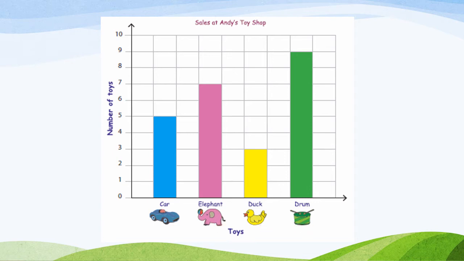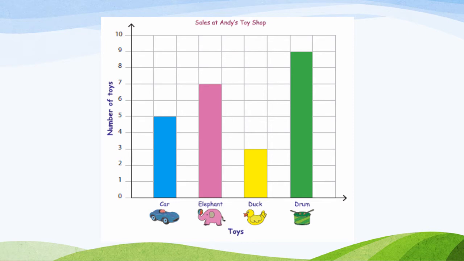Okay, so how many cars did this shop sell? Yes, it sold 5 cars. How many elephants did it sell? It sold 7 elephants. How many ducks did it sell? It sold 3 ducks. And how many drums did it sell? It sold 9 drums. Okay, now we can read the graph.